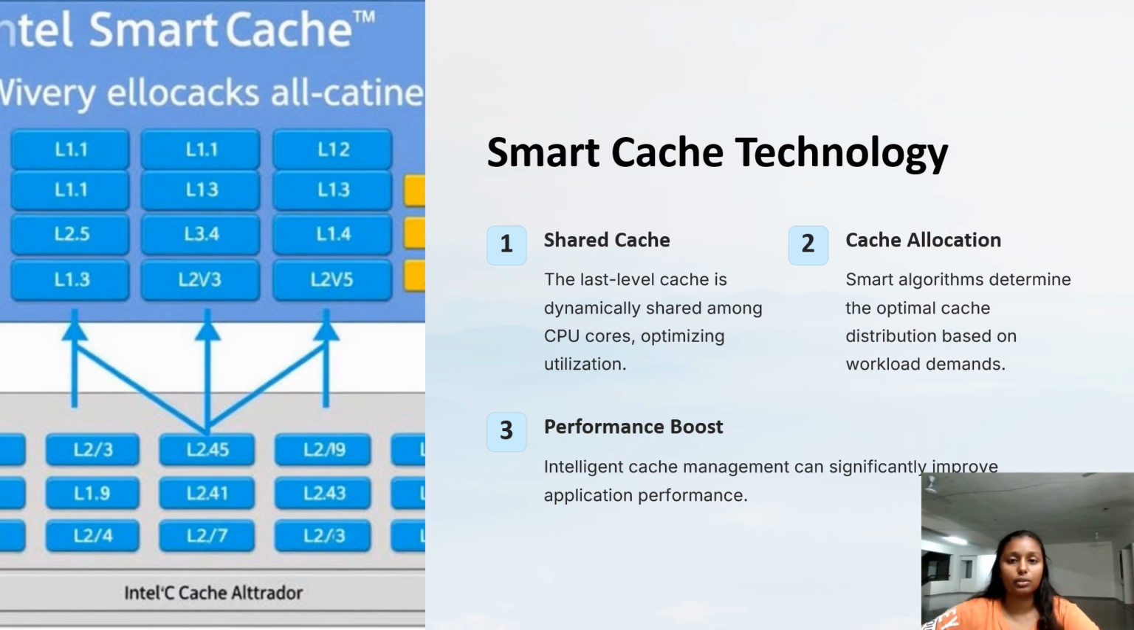Accessing data from cache is more energy efficient than fetching it from RAM. By improving cache utilization, Smart Cache technology helps reduce the overall power consumption of the CPU.